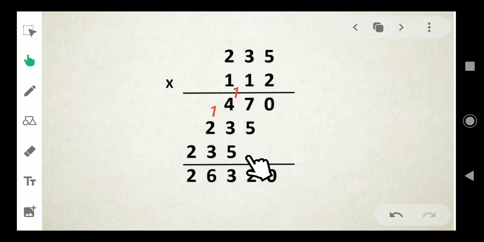7 plus 5, 12. 2 here, remainder 1. 4 plus 1, 5. 5 plus 3, 8. 8 plus 5, 13. 3 here, remainder 1. 2 plus 1, 3. Plus 3, we will get 6. Here, 2. The product of 235 and 112 is 26,320. Let's see one more example.